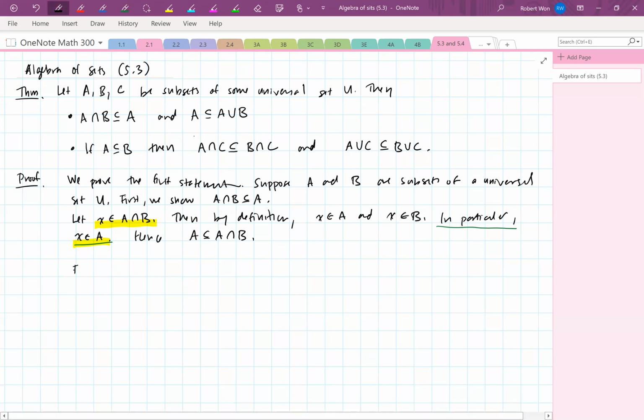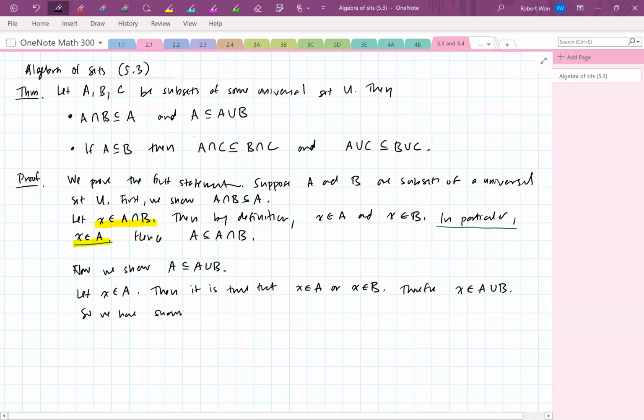Okay, now for the second statement. Let's say now we show that A is a subset of A union B. To that end, let X be in A. Then certainly it's true that X is in A or X is in B, because X is in A. So this "X is in A or X is in B" is definitely true if X is in A. Therefore, X is in A union B by the definition of the union. So we have shown that if X is in A, then X is in A union B. So we've shown that A is a subset of A union B.